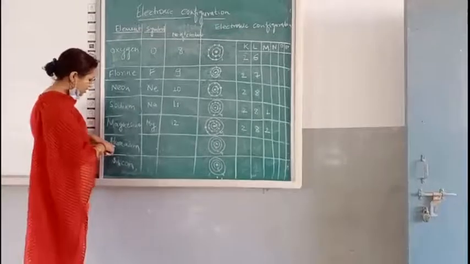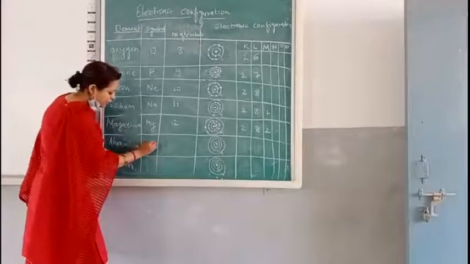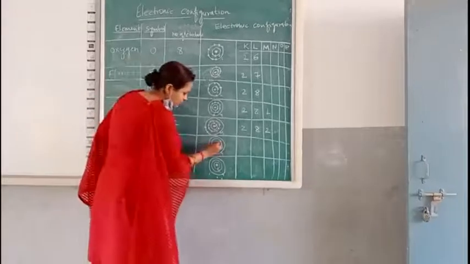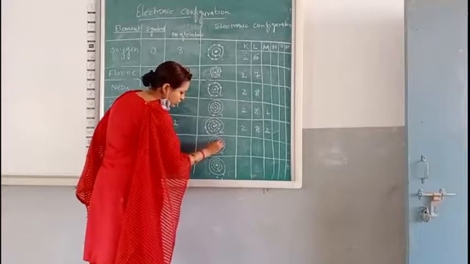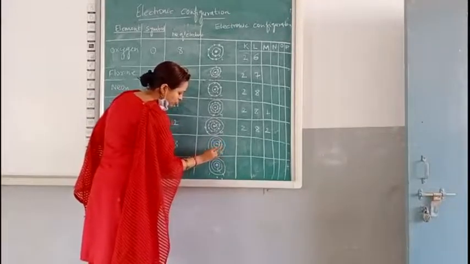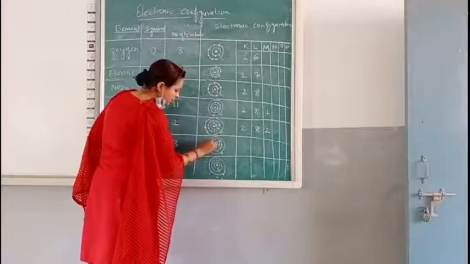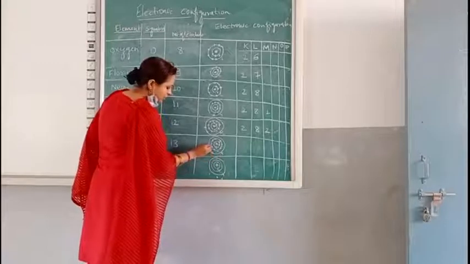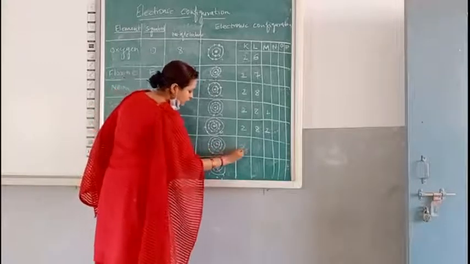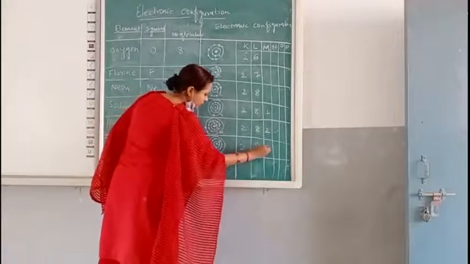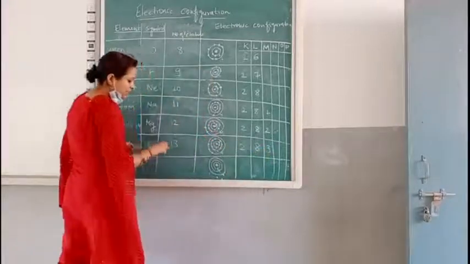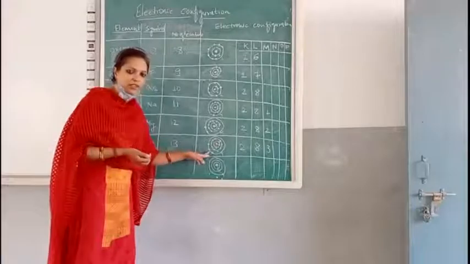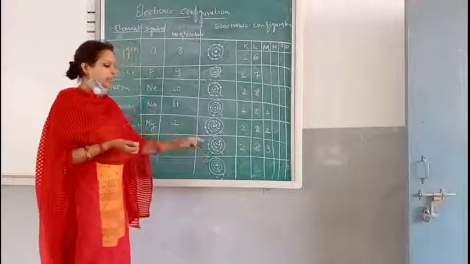The next is aluminium. The symbol is Al, and there are 13 electrons. So 2 in the K shell, then 1, 2, 3, 4, 5, 6, 7, 8, again 8 electrons in the L shell and the remaining 3 electrons in the M shell. So the electronic configuration will be 2, 8 and 3. As you see, successively and stepwise, the M shell is getting filled up with electrons.